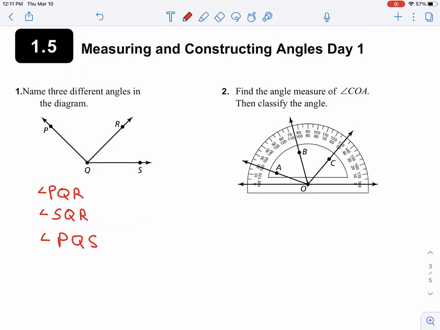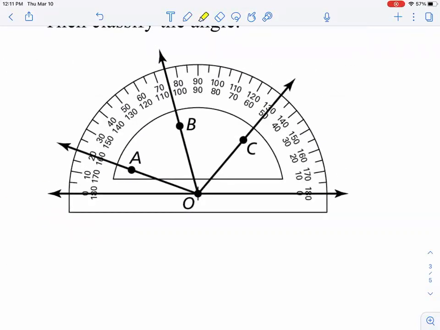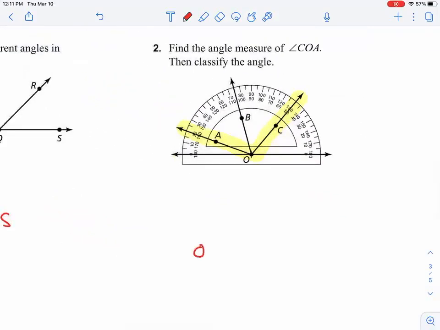All right, let's look at the next one. Find the measure of angle COA. That is from C to O to A. It definitely looks obtuse, so I'll classify it first.